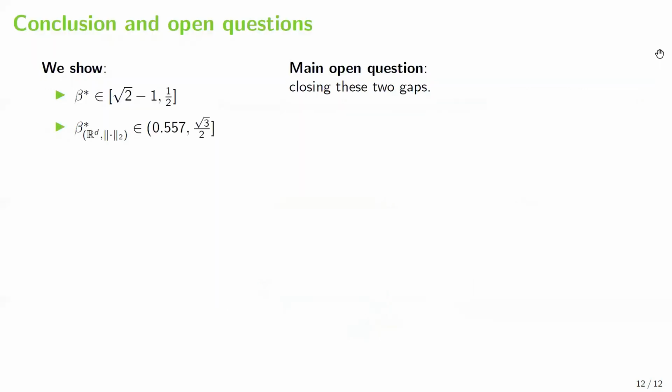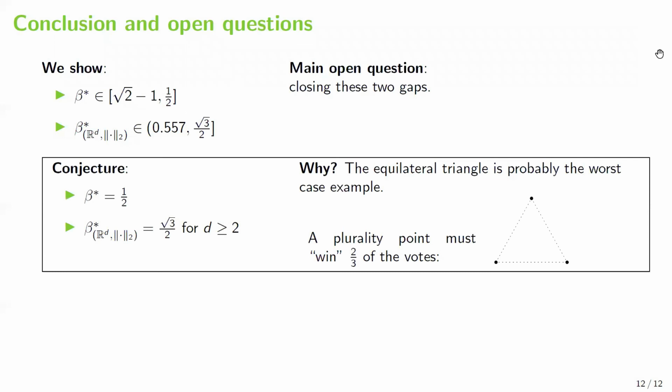To conclude the talk, we show constant upper and lower bounds for general metric spaces, and also give constant lower bound on beta for the case of spatial voting. However, we only have a tight bound for the two-dimensional case, and even though we managed to prove a much smaller gap with bound and ratio, closing it is still a very interesting open question. Our conjecture is that beta star equals half, and for the Euclidean case, beta star is square root 3 over 2 for any dimension d larger than 2.